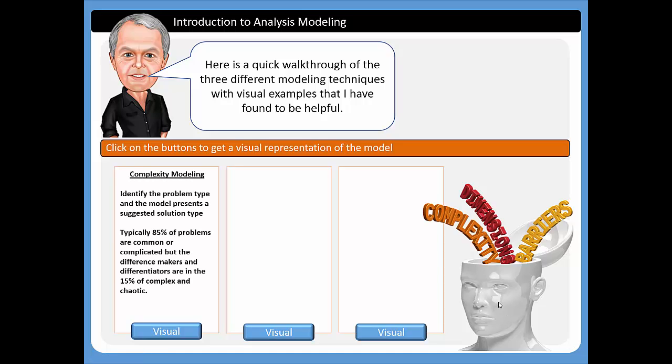All right, let's go through the first one, the complexity modeling. What happens here is you identify the problem type, and the model will suggest a solution type. Typically, 85% of the problems are common and complicated, but the difference makers and the differentiators are in the 15% of complex and chaotic. So that's just something to remember as you look at the model.